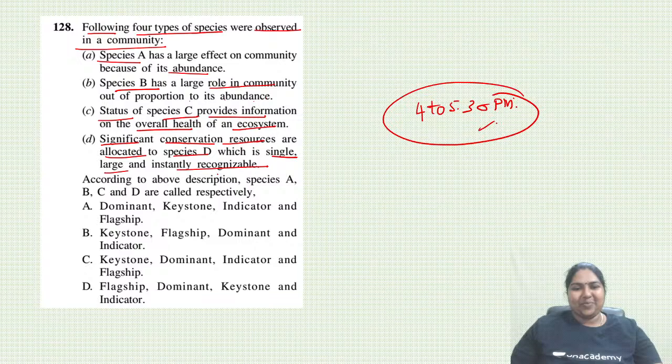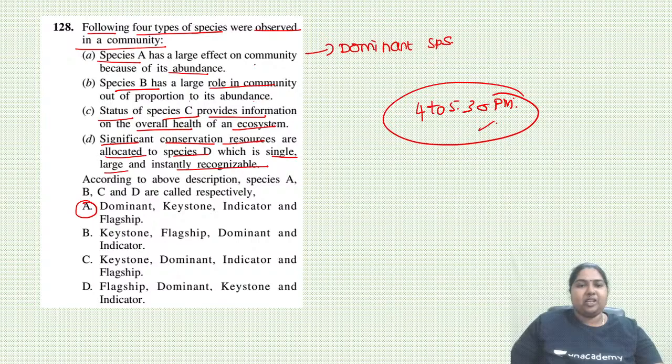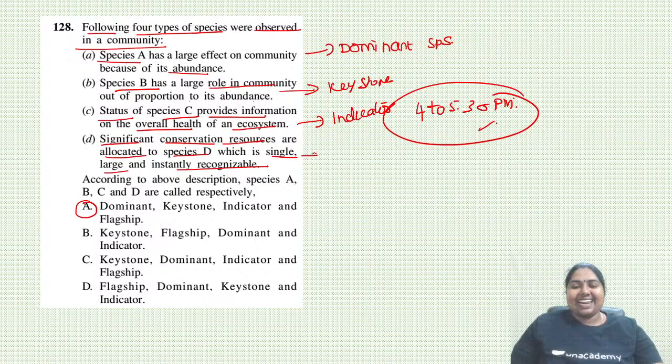So which of the following is correct? Very good. Yes, your option A is very apt, isn't it? Because of its abundance, it is proportional, no? So it is going to be a dominant species, absolutely. It has a large role, but out of proportion means it is keystone. Health of the environment, it is the indicator. Correct, all are direct, no? Recognizable, it is flagship. Got it all? I hope that this is all clear.